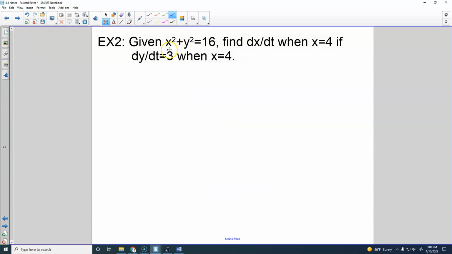All right, so this time we have x squared plus y squared equals 16. What's that the equation of? What's it look like? Circle with a radius of 4. Okay. We're supposed to find dx/dt when x is 4 and dy/dt is 3.